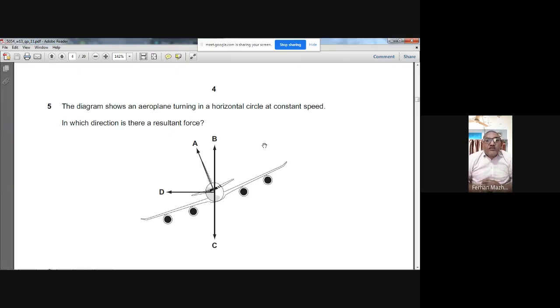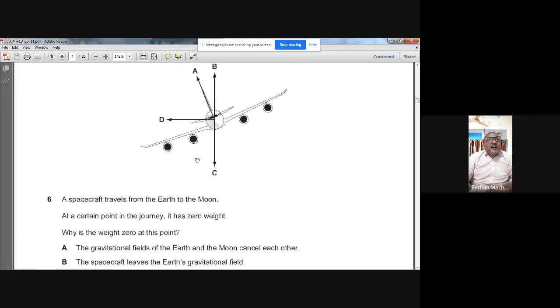So if this aeroplane is turning in a circular path, you can visualize by the diagram that it is turning in a circular path. So the center of the circular path will be in the direction of D. D is in the direction of the center of the circle in which the aeroplane is turning. So for question 5, the option is D.